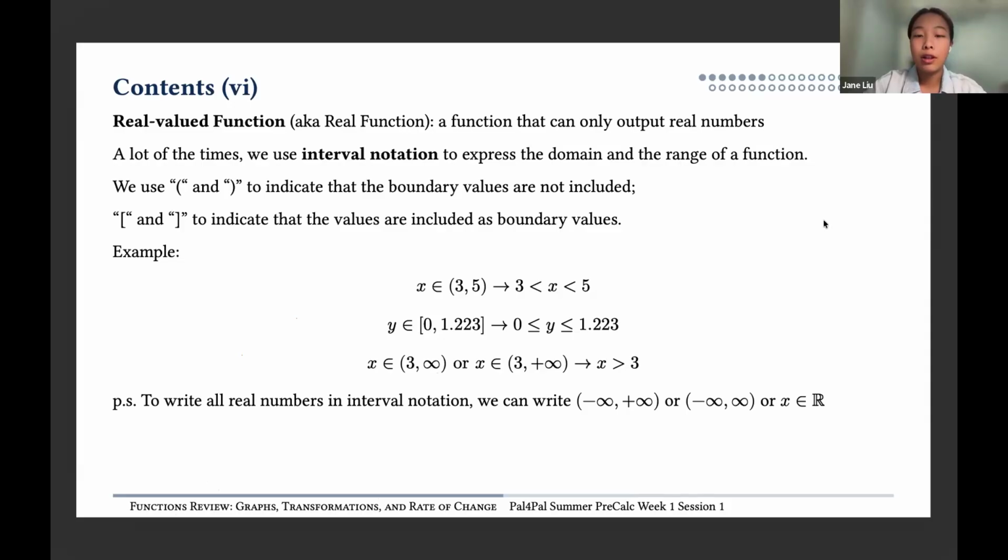For example, if the x value can only be between 3 and 5, and 3 and 5 are not included, then we use parentheses. However, if the values are considered included in the interval, we use brackets. And when we are writing the domain or the range of the function as all real numbers, we can write it in interval notation as negative infinity to positive infinity, or we can also write it as x belongs to all real numbers.